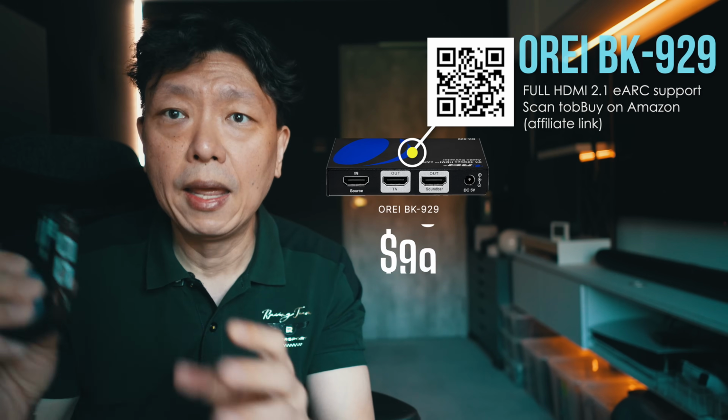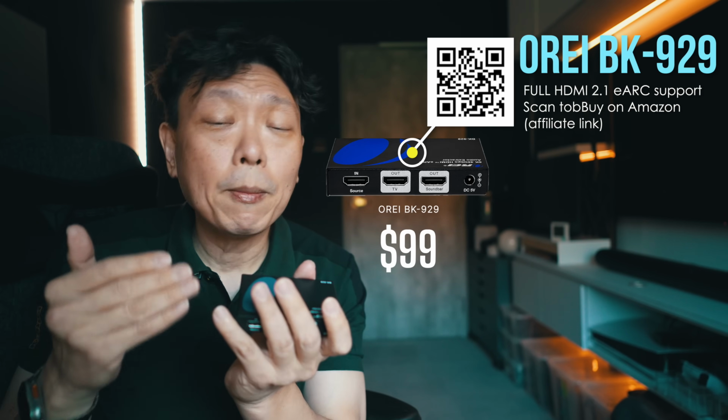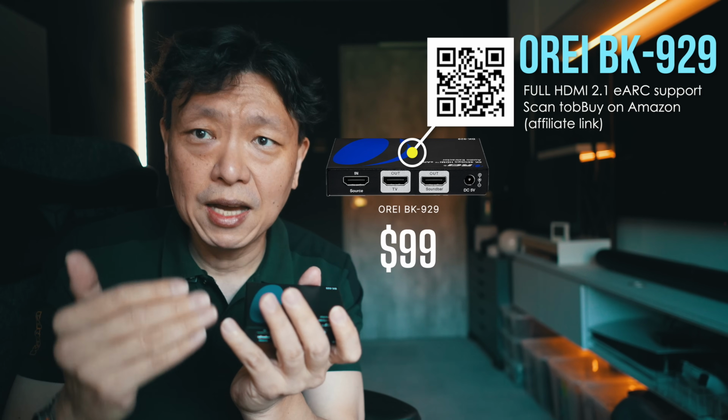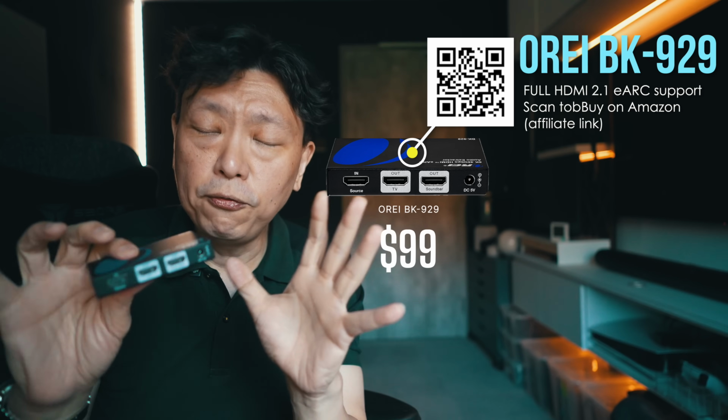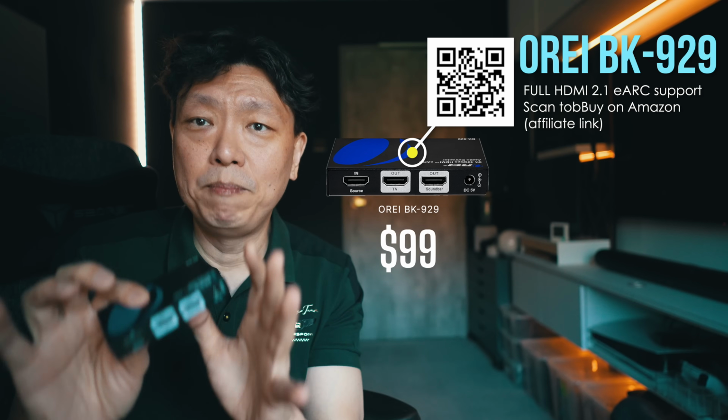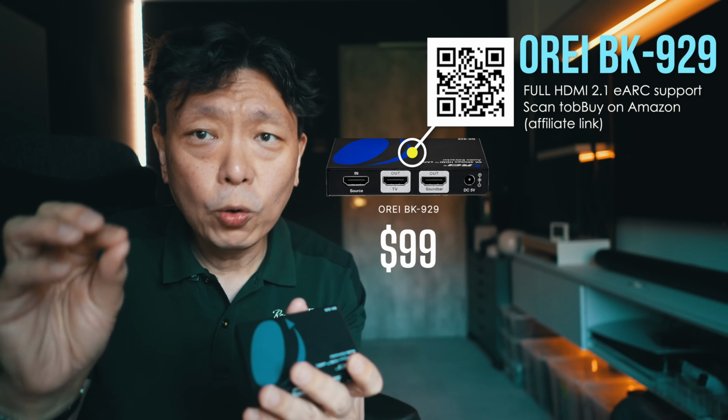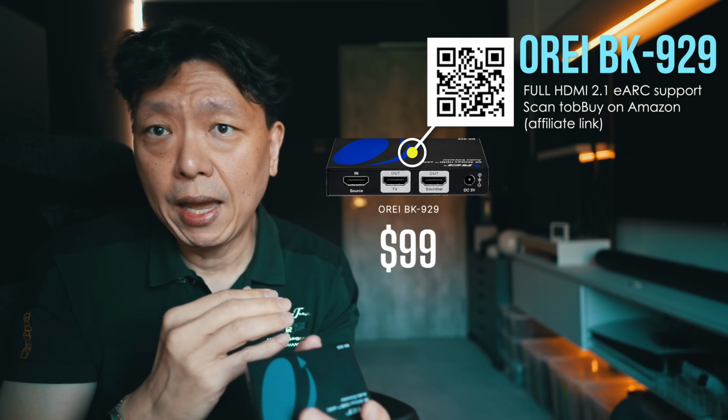So if you are in a situation where your TV is a little bit older, but you have just bought a spanking new Sonos Arc, or even the Arc 2, which has full lossless HDMI Atmos audio, then you need something like this. I suspect that OREI now has the answer for you in the form of this BK929. It passes through a full HDMI 2.1, 8K 60Hz or 4K at 120Hz, full 48 gigabits per second bandwidth. Now this is useful for low latency synchronization between the TV and the soundbar.